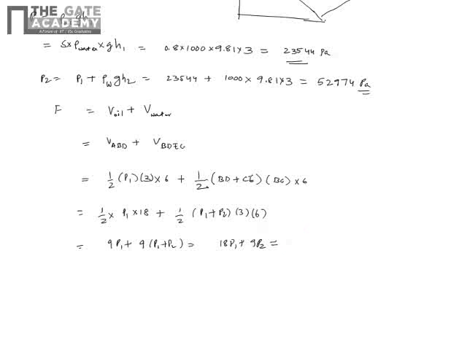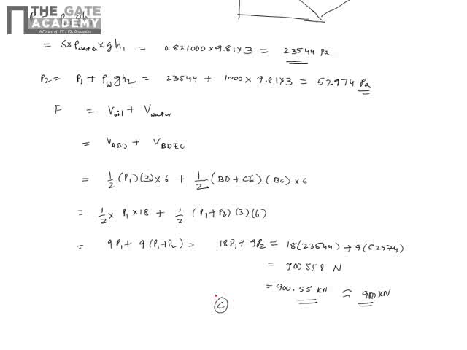And this value, let's find out. 18 P1 is 18 times 23,544 plus 9 P2 which is 9 times 52,974. So this comes out closer to 900,558 newtons. It's 900.55 kilonewtons. So roughly you can say 900 kilonewtons. So the answer is 900 kilonewtons.